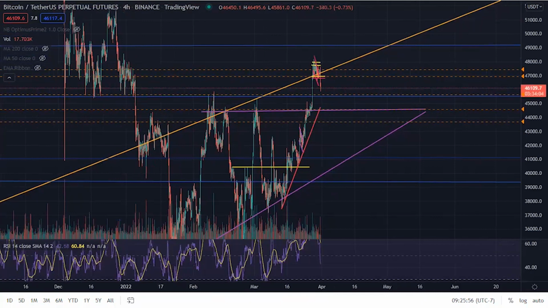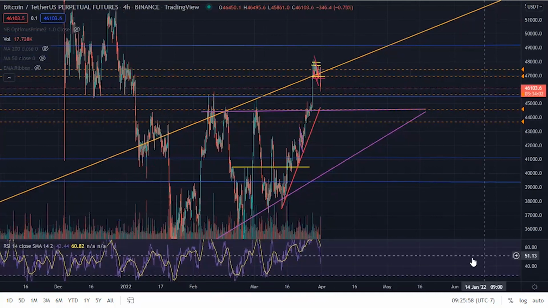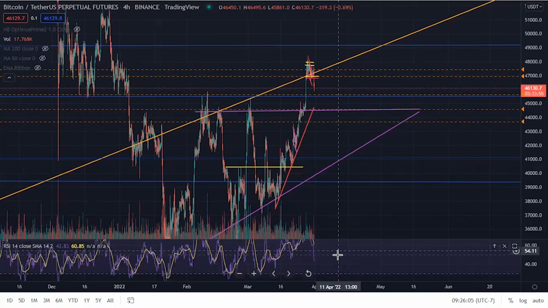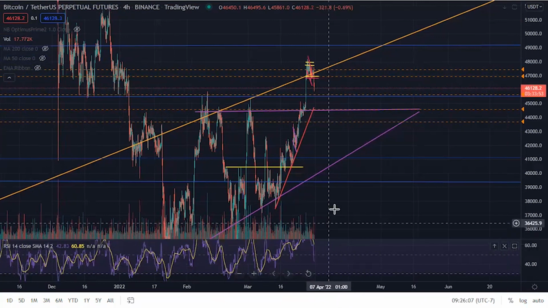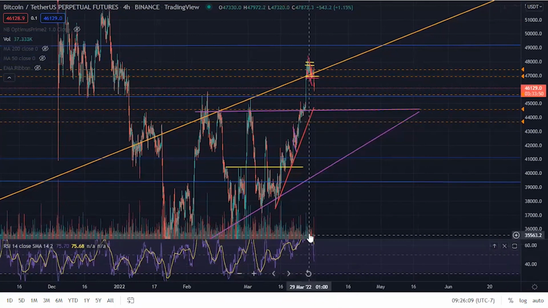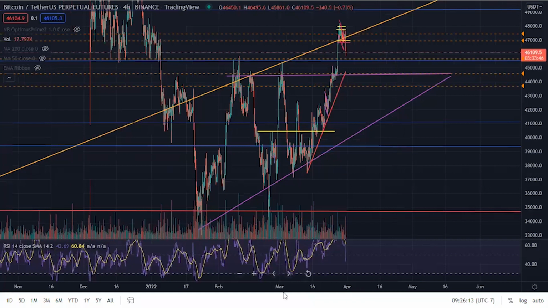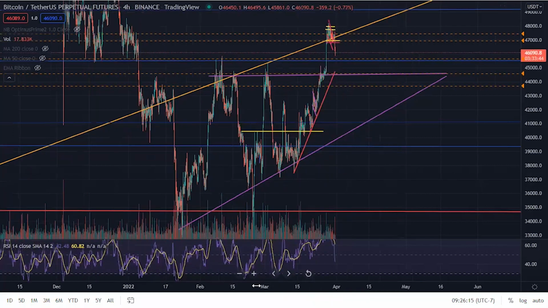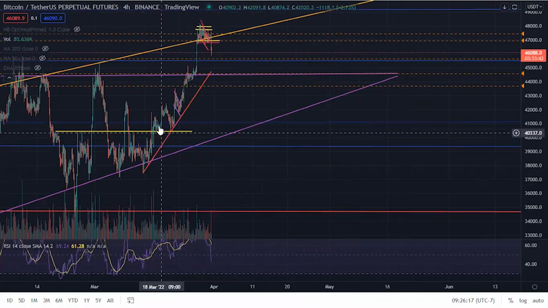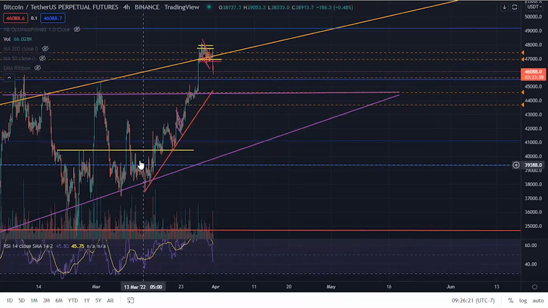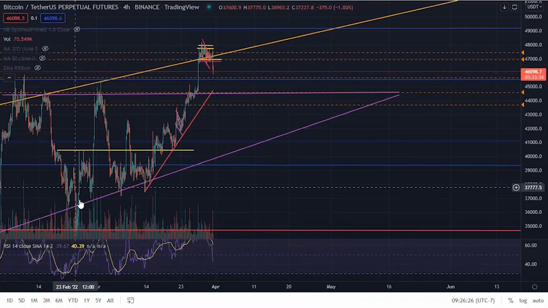But yeah, this correction was actually needed because Bitcoin was overbought on the RSI here. Okay, we were overbought, as you can see. This is why we needed this correction. In order for the market to keep moving higher, it needs to retrace. You have to remember, the price never goes up in a straight line. It's going to go up and then go down a little, up, go down a little, go up, go down a little. This is a healthy way for the market to move.